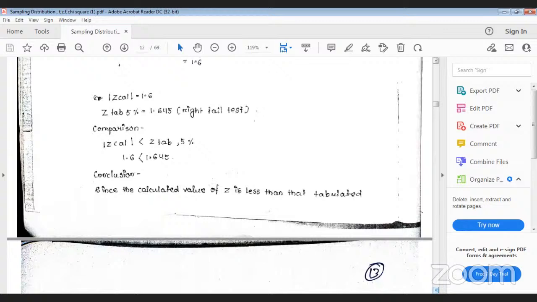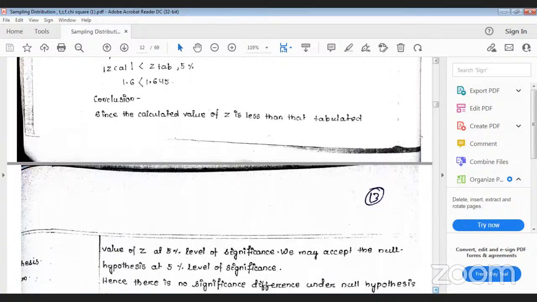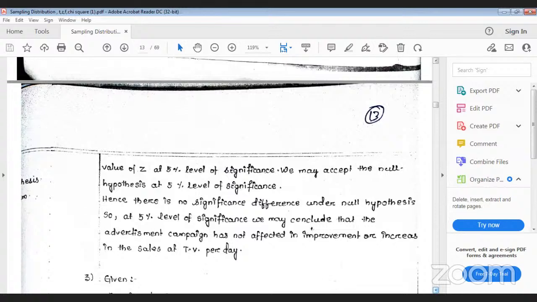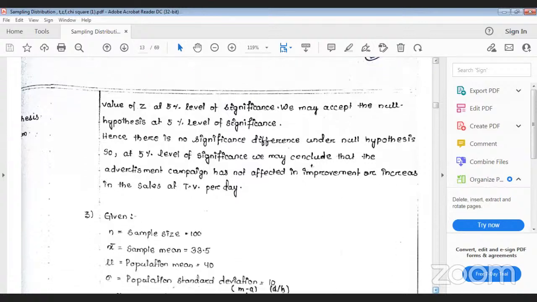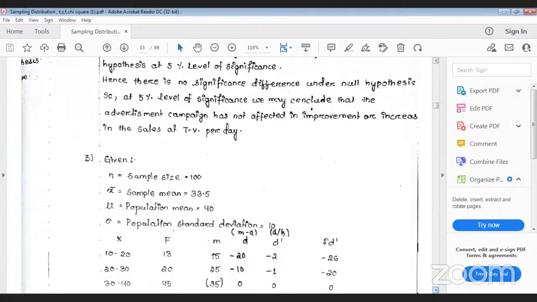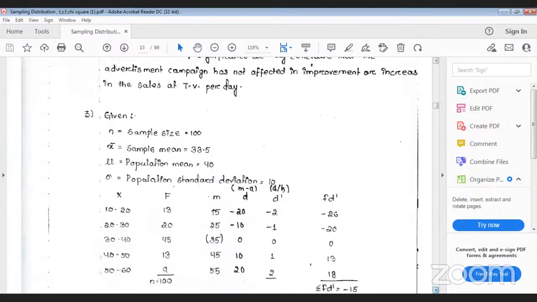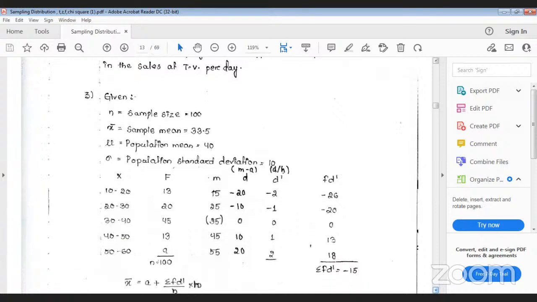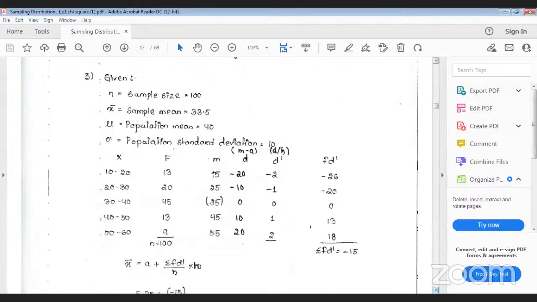Third question. Okay, third question, what is given? N is equal to sample size, it is given. X bar we have to calculate because only the data was given, and mu is directly given. Population mean 40, population standard deviation given 10. Third question. So for x bar we have data given.